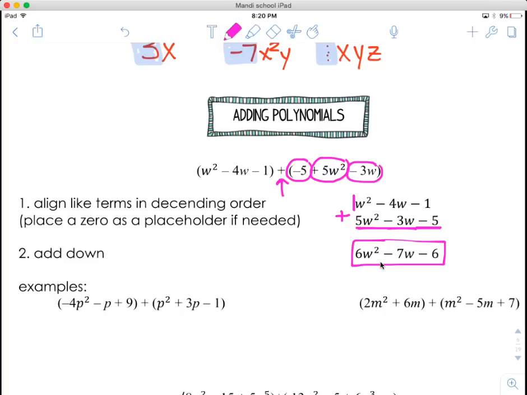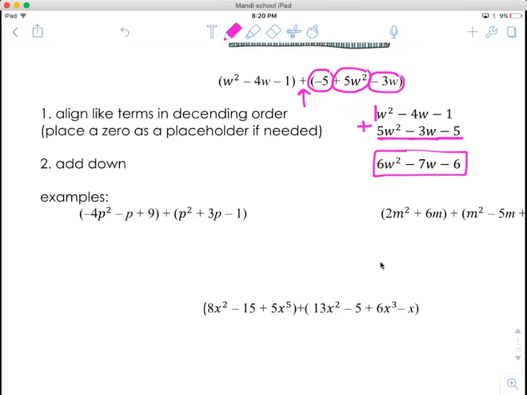There you go. Okay, so let's look at this one. Now remember how I said we would line them up? Usually I take the second one and align it underneath the first one. So that would be p squared plus 3p minus 1. And in front of this p is an invisible 1, and in front of this p is an invisible 1, and we add down. So negative 4 plus 1 is negative 3p squared. Negative 1 plus 3 is 2p. And 9 minus 1, or 9 plus a negative 1, is positive 8.